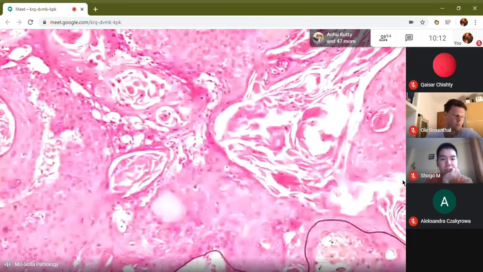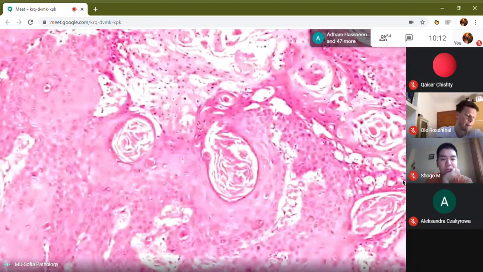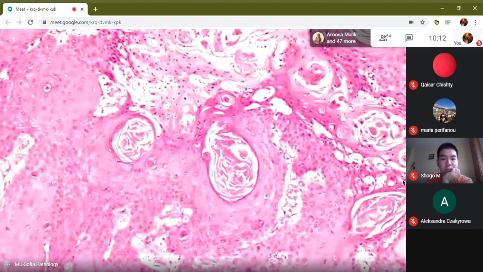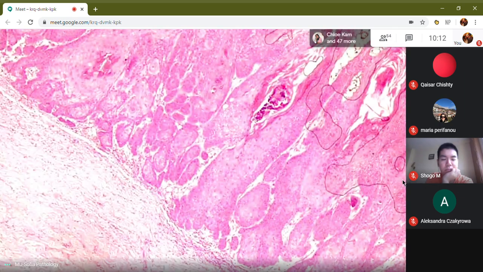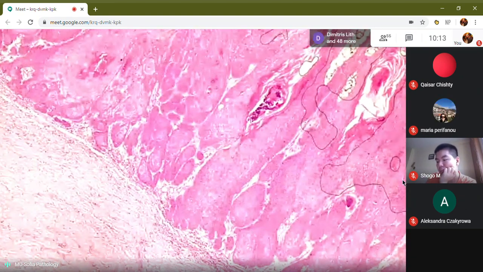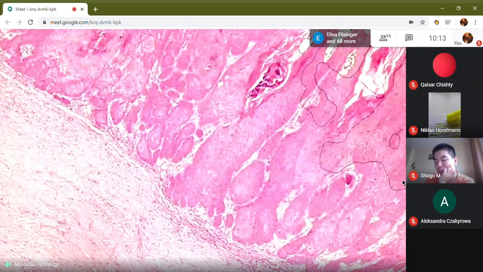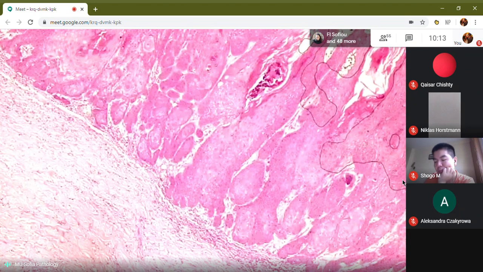Those are more keratin pearls here. There are some right in the center. They look like laminated, whirly pink masses, and this is the keratin. So this is what is expected from you to explain about this tumor. That you have nests of malignant squamous cells that invade the underlying tissue and that retain their ability to produce keratin.